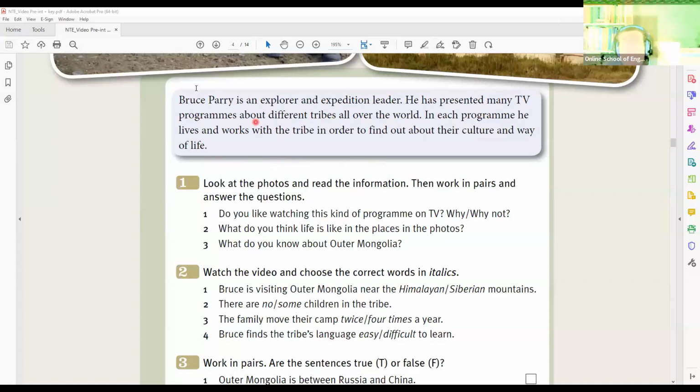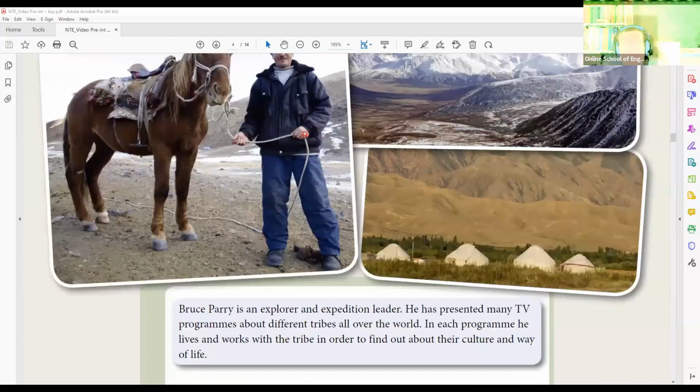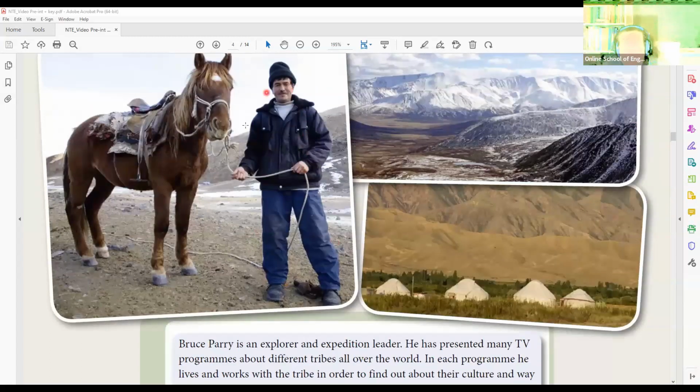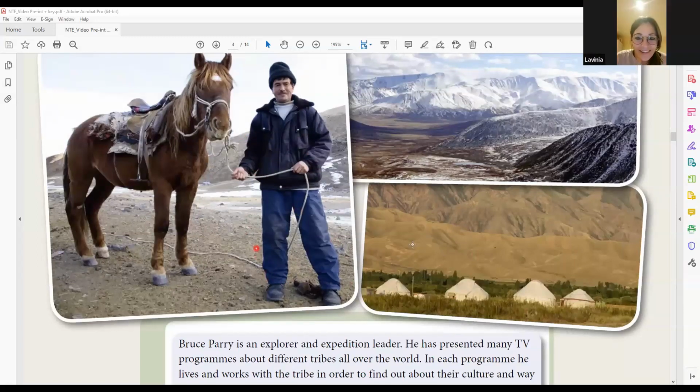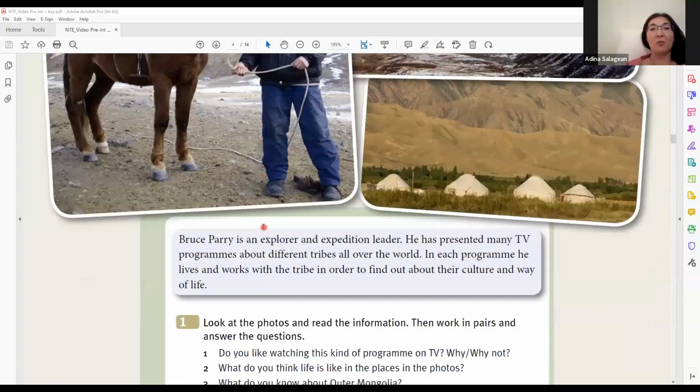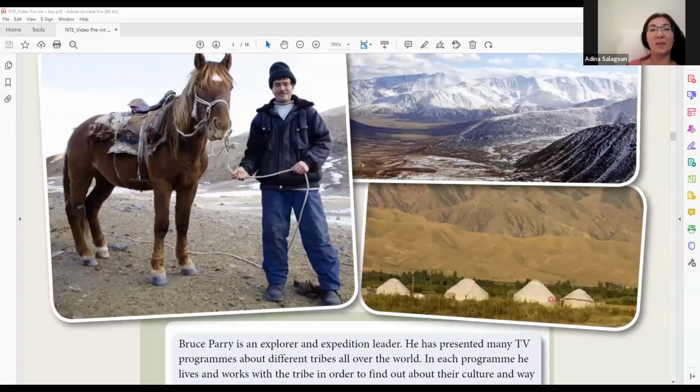Very good. Okay, so now somebody mentioned that he's very well dressed to live in the mountains. Do you think he lives in the mountains now? Yes, closer to the mountains. I see in the photo the village, the tree, maybe the countryside. Okay, but do you think that the people in these huts dress like Bruce Parry, like this man? Why not? I think much better.